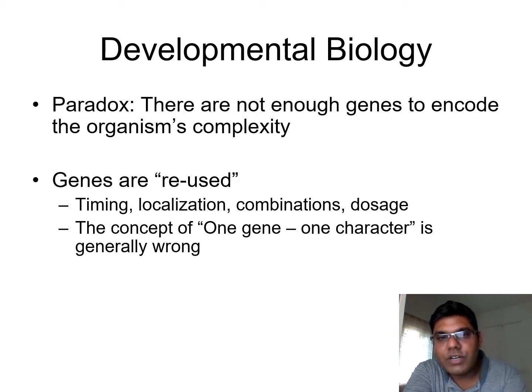So the concept of one gene, one character is generally wrong, and a typical example of this timing, localization, combinations, and dosage is, for example, plants. So some plants flower at a specific time of the year, and maybe these genes get expressed at that specific time, and they have a specific localization, and they work together with a certain combination of genes in order to flower at that specific time of the year. And probably they might require a specific dosage of protein expression whereby these flowers can be seen in this part of the year in a specific plant type.